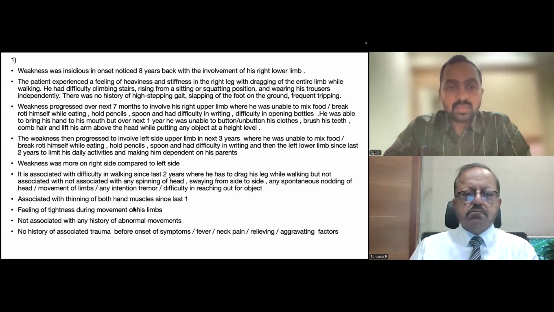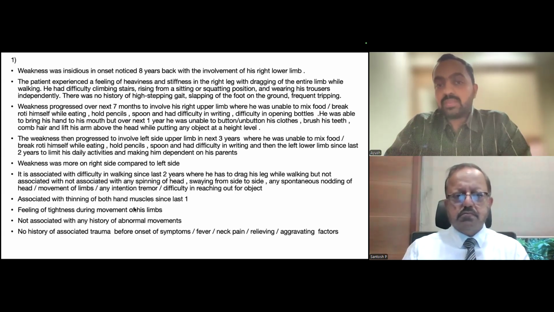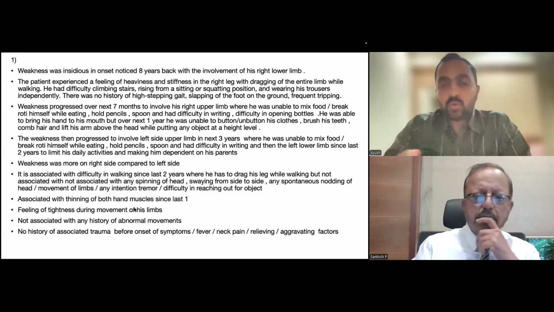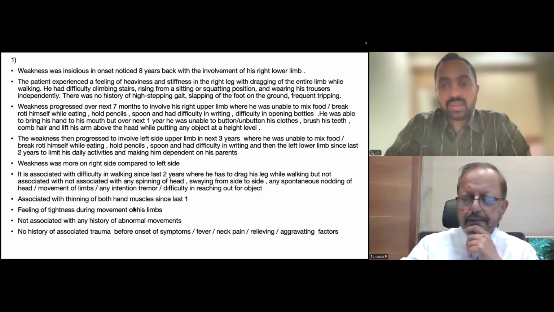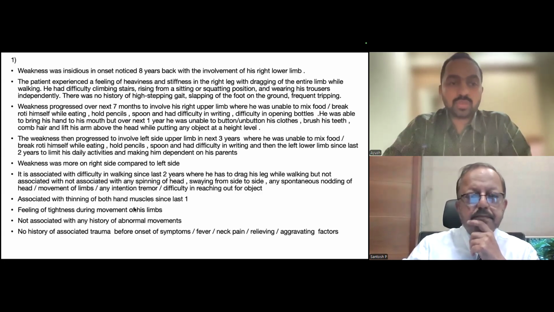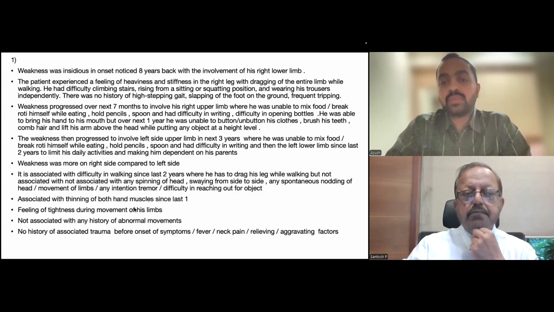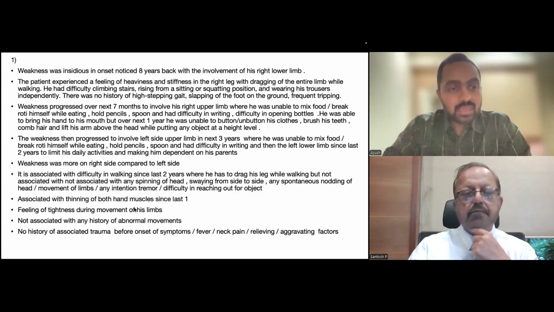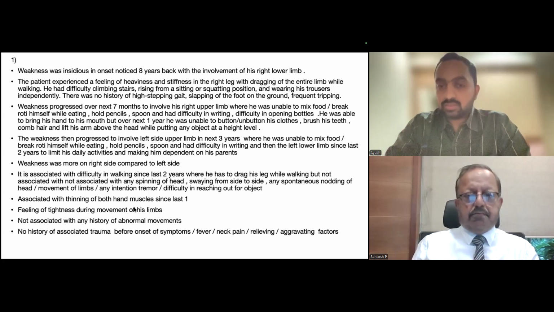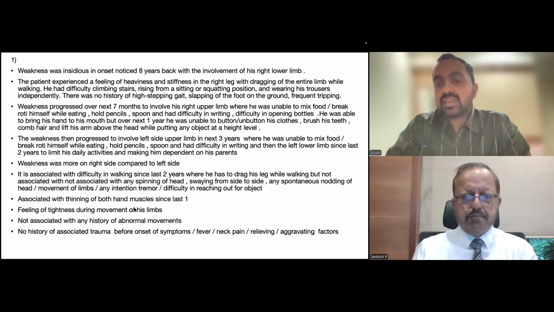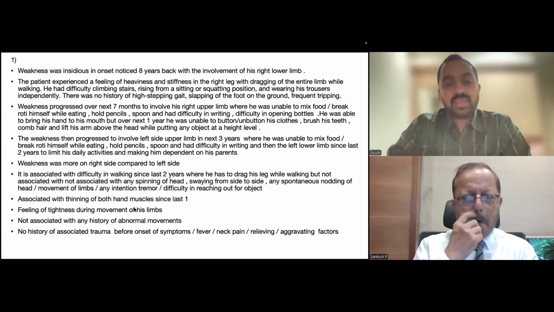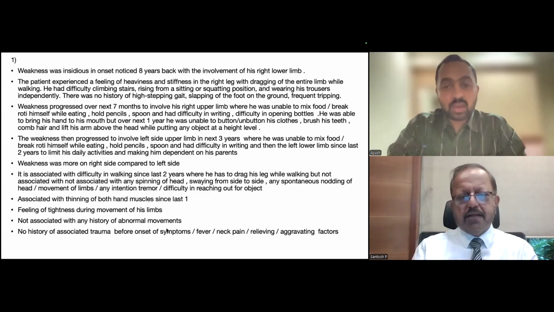The weakness then progressed to involve the left side upper limb in the next 3 years, where he was unable to mix food, break roti himself while eating, hold pencil, spoon, and had difficulty in writing, and then the left lower limb since the last 2 years, limiting his daily activities and making him dependent on his parents. Weakness was more on the right side compared to the left side. It is associated with difficulty in walking since the last 2 years, where he has to drag his leg while walking, but not associated with any spinning of head, swaying from side to side, any spontaneous nodding of head, movement of limbs, any intention tremor, or difficulty in reaching out for objects.